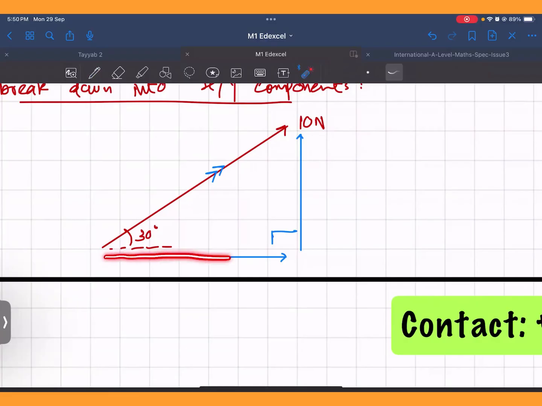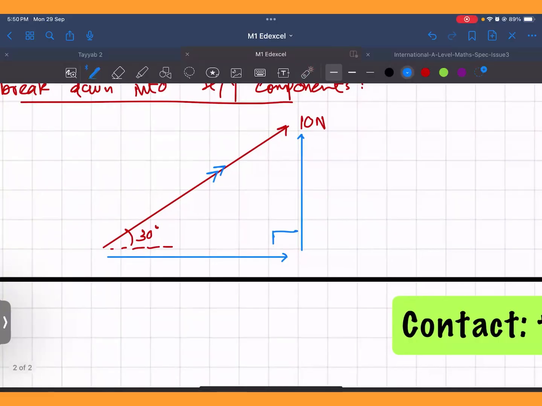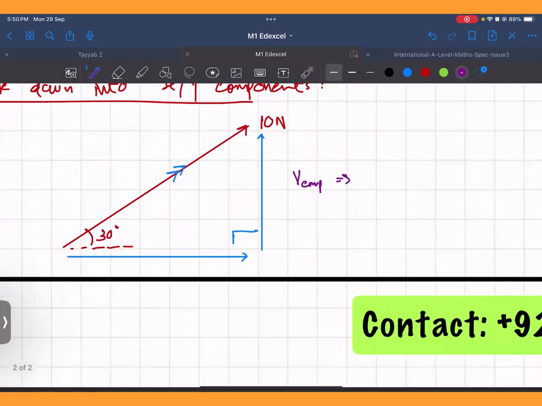So the two components, it starts from the tip of the resultant force, and the last component would end at the head. The head of the last component would end at the head of the resultant component. So now you would use SOH CAH TOA, and you will get the components. So the vertical component, it is always the force into sine theta.